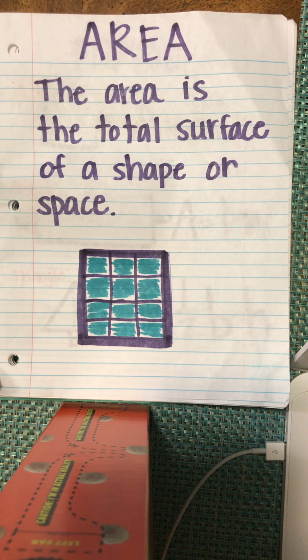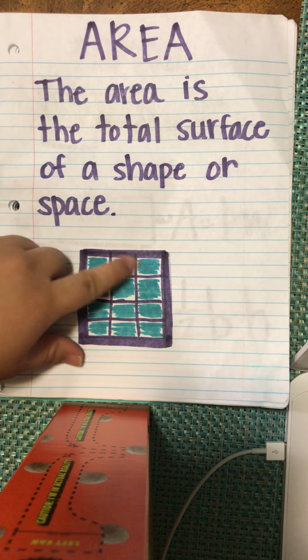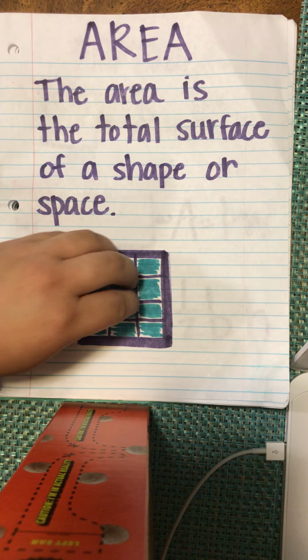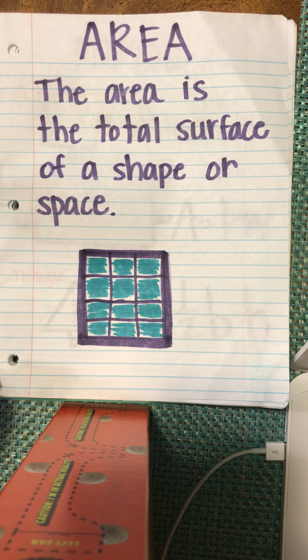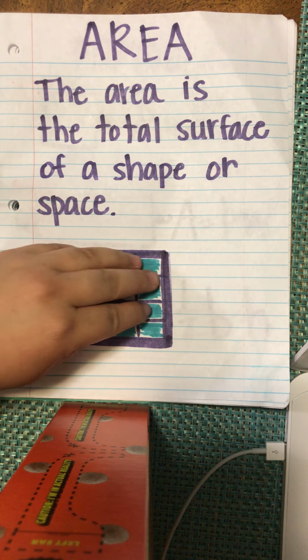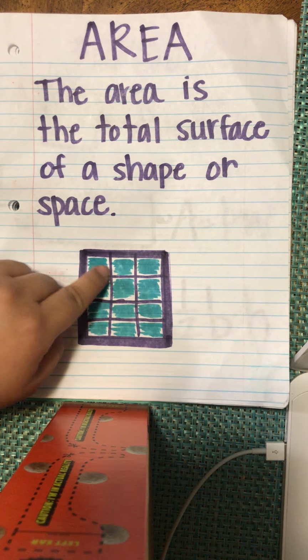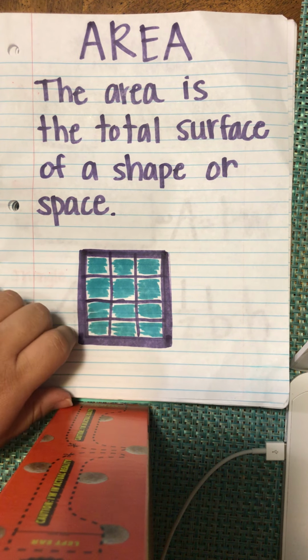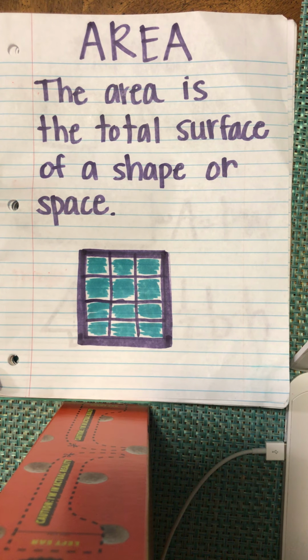Now to move on to area. The area is the total surface of a shape or a space. So here we have this square. We have what looks like little squares inside of it. So when you look at the formula, it's going to make more sense. But basically you're looking at how much area is in this square, and that's what you're trying to find out.